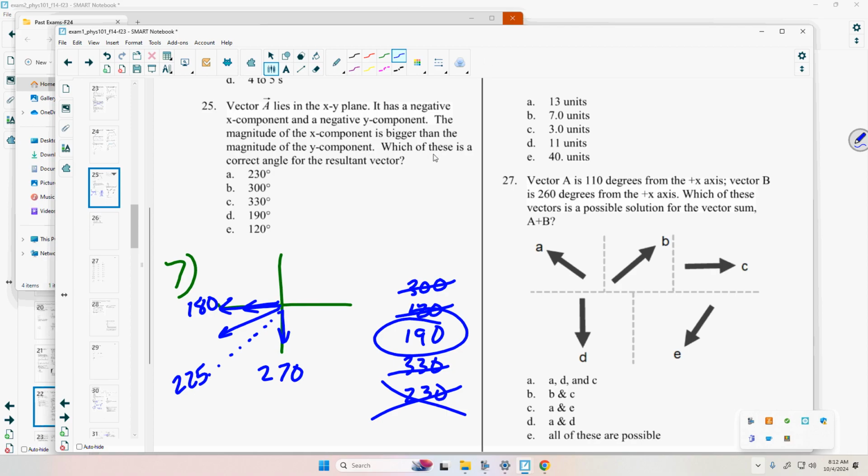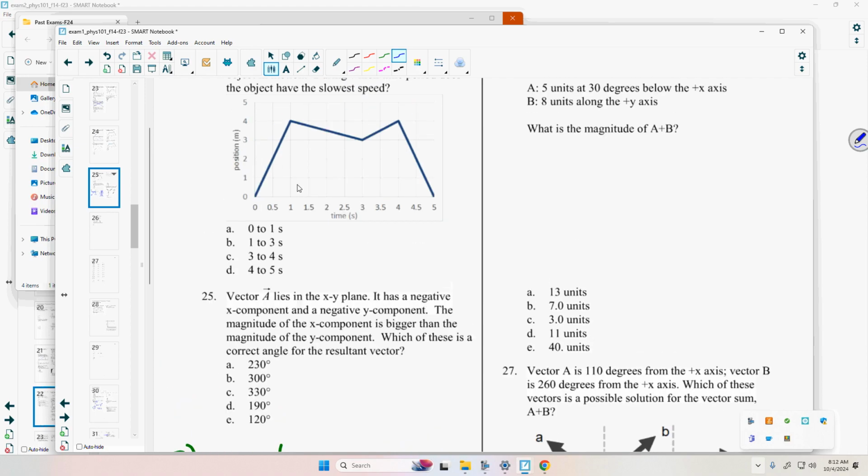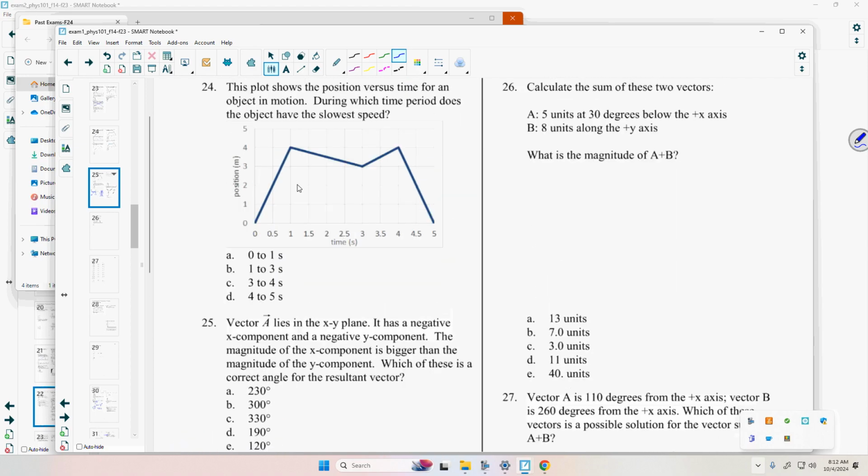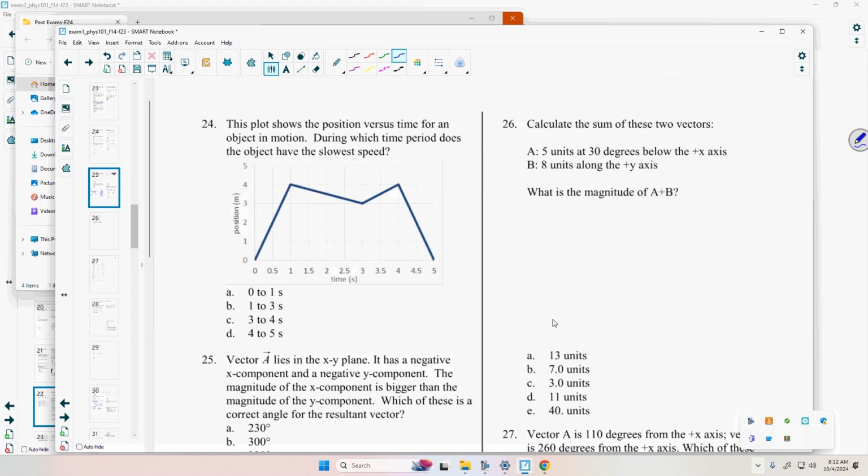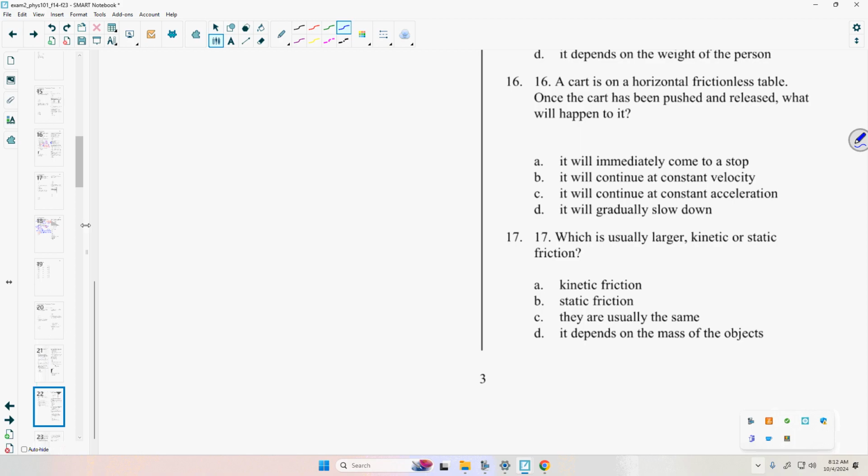Other particular questions, y'all? Vectors, projectile motion, forces. You will have to do this, calculating the sum of the vectors. Yeah, Abigail? Fall 18? Okay. Number 23 on fall 18.